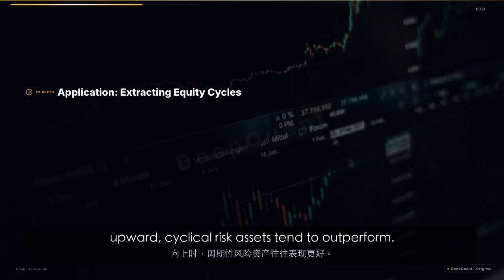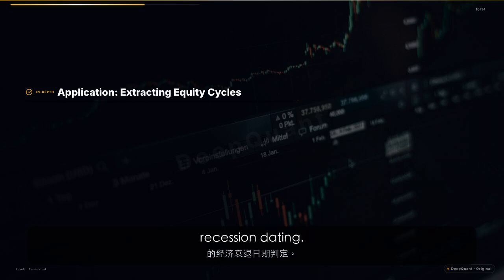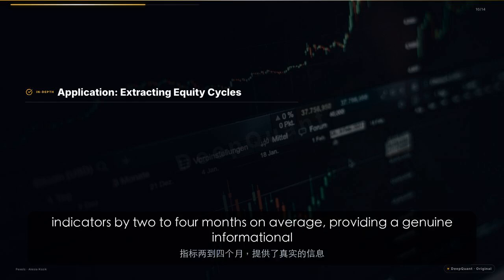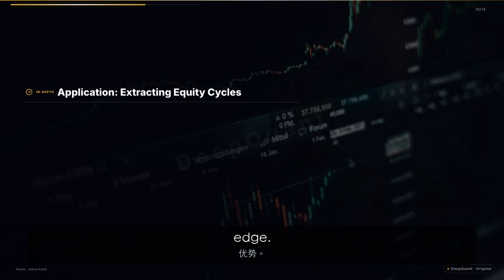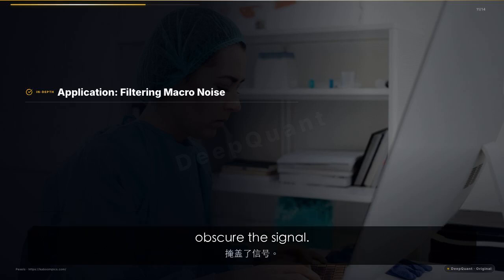That reconstructed series becomes a tactical allocation signal. When it turns upward, cyclical risk assets tend to outperform. Crucially, this signal is entirely data-driven, not dependent on NBER recession dating. Forward validation shows the spectral signal leads conventional macro indicators by 2 to 4 months on average, providing a genuine informational edge. Macro quants often face the opposite problem. Too many high-frequency wiggles obscure the signal.